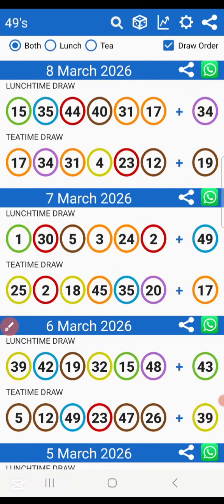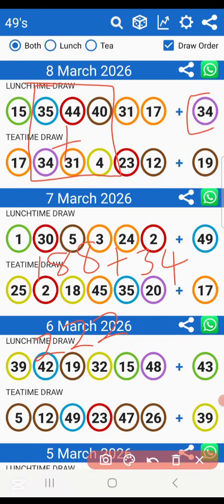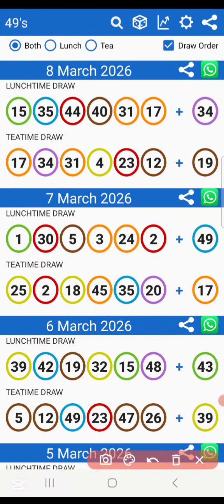All right. Now, let's go on to the next one. You're going to say 35 plus 44 plus 40 plus 34 plus 31. Hold on. Plus 31 plus 4 equals 188. 188 plus the bonus, 34, equals 222. You see now. Okay. 222 is our code.